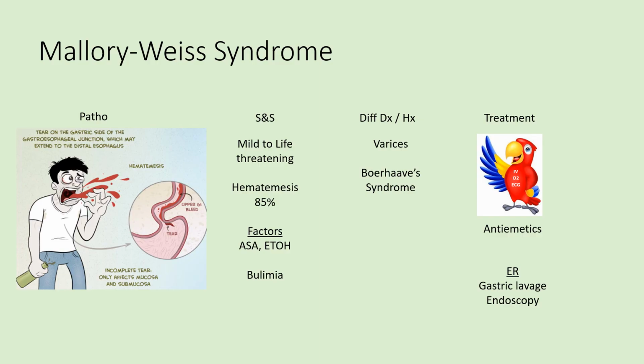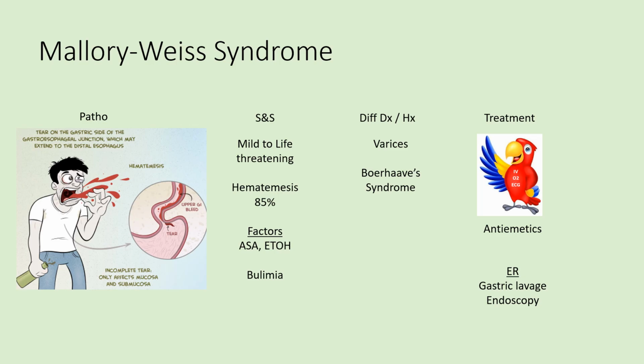Mallory-Weiss syndrome are longitudinal tears of the gastric side of the gastroesophageal junction caused by protracted vomiting. So signs and symptoms can be mild to life-threatening depending on how much blood is lost. Hematemesis is in 85% of the cases. Some factors are, are they using aspirin? They drink a lot of alcohol?